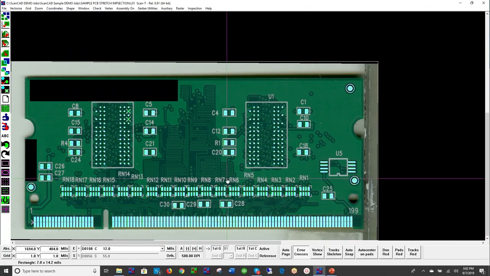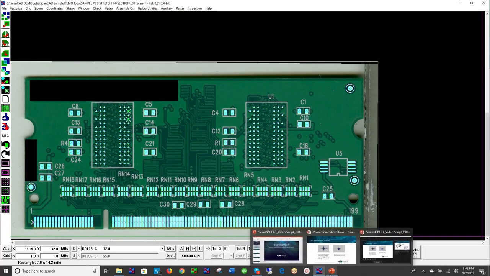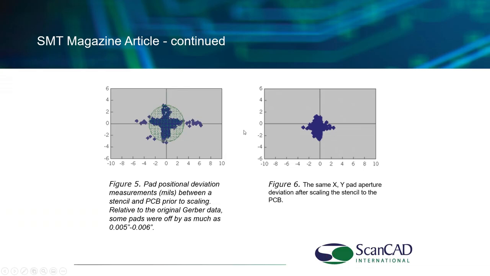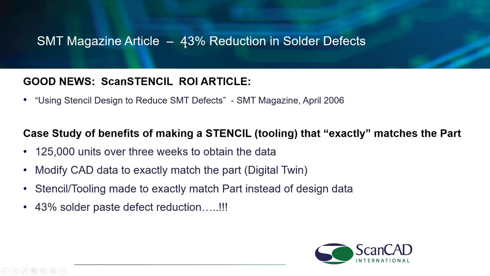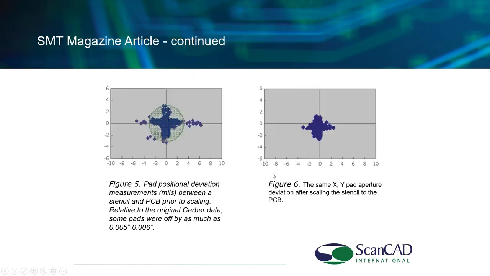Anyway, I just thought I'd share with you the published study that we're talking about. Let me come back into the PowerPoint, and you can see by altering the data, we brought those points in. So we have a really tight stencil which matches the parts, which in the case of Motorola resulted in a 43% reduction in solder paste defects. So essentially, we are creating that digital twin. We are matching the part with its digital twin.